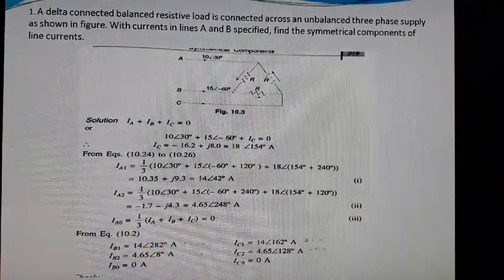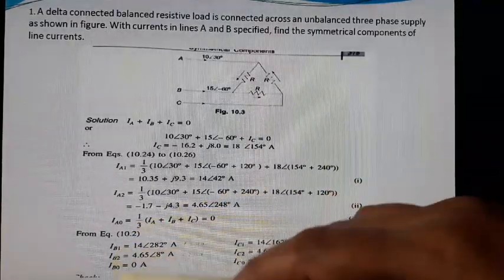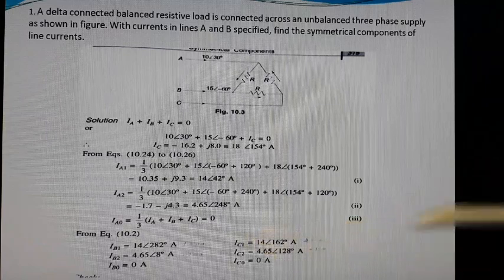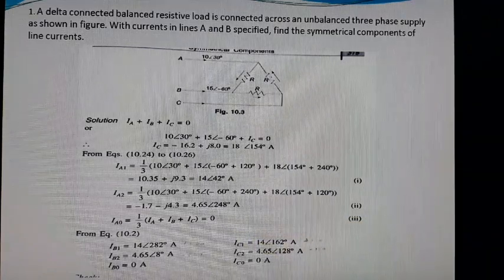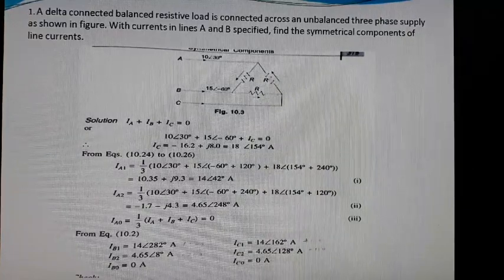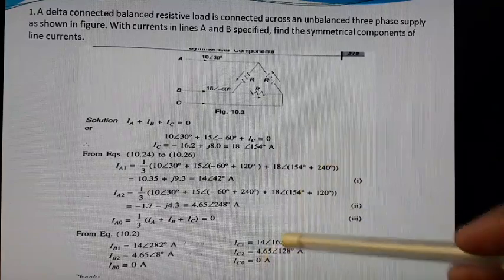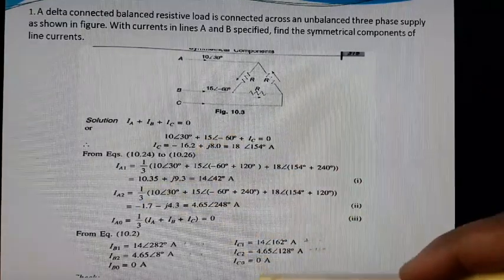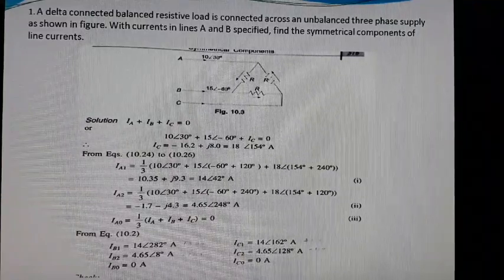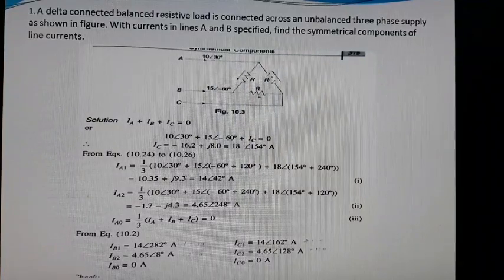IB naught and IA naught are really equal. Therefore, as IA naught is 0, IB naught is also 0, and IC naught is also 0. Then IC1, IC2: all the relationships between IC1 and IA1, IC2 and IA2, and IC naught and IA naught. If you remember those relationships, then you can find the symmetrical components for the other phases also.